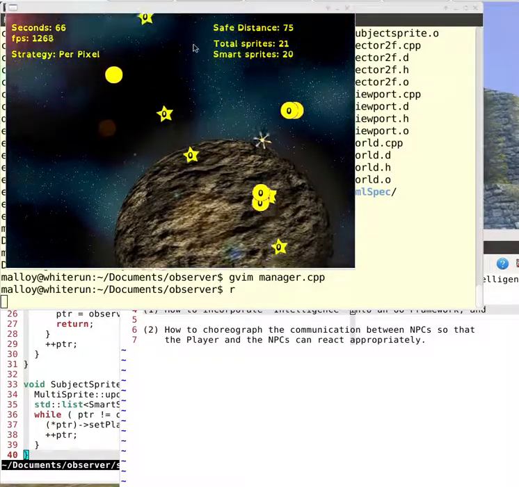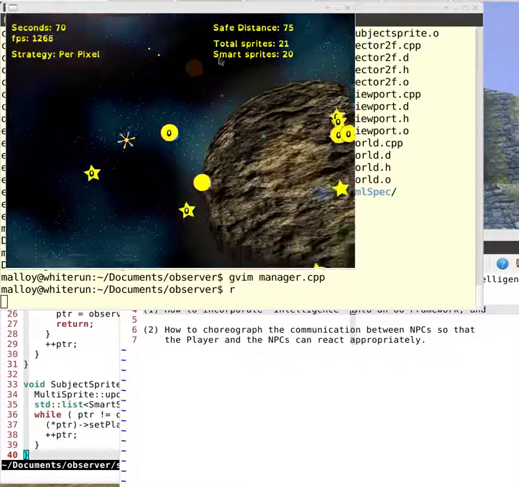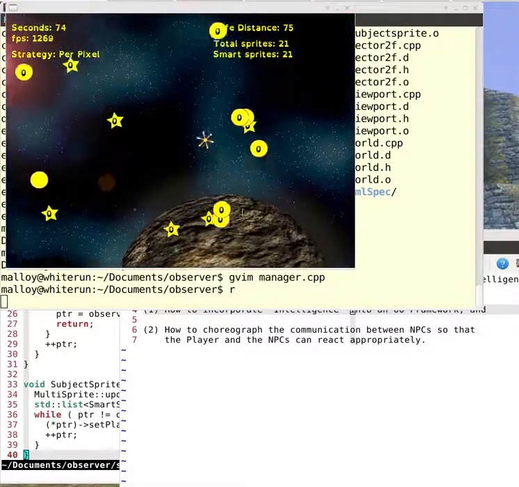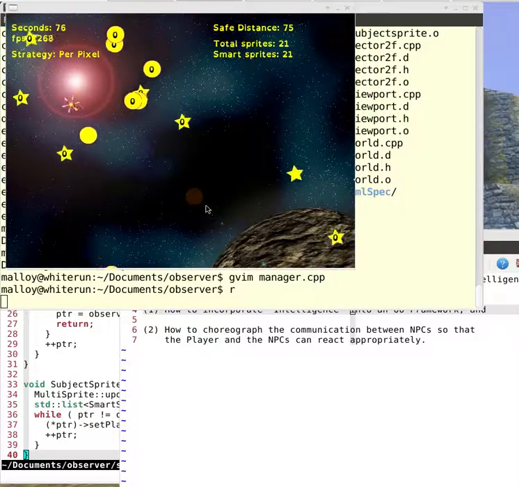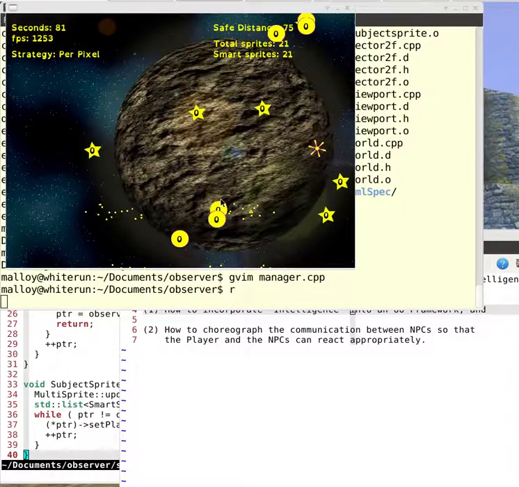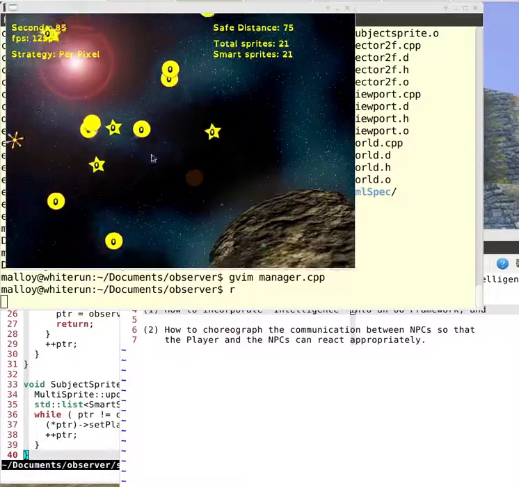Now, how can you tell a smart sprite from a dumb sprite? The smart sprites have either a 0 or a 1 in the middle. So I'm putting a 0 or a 1 so we can tell their state. And the dumb sprites don't have a 0 or a 1 because they don't have any AI. 0 means normal.